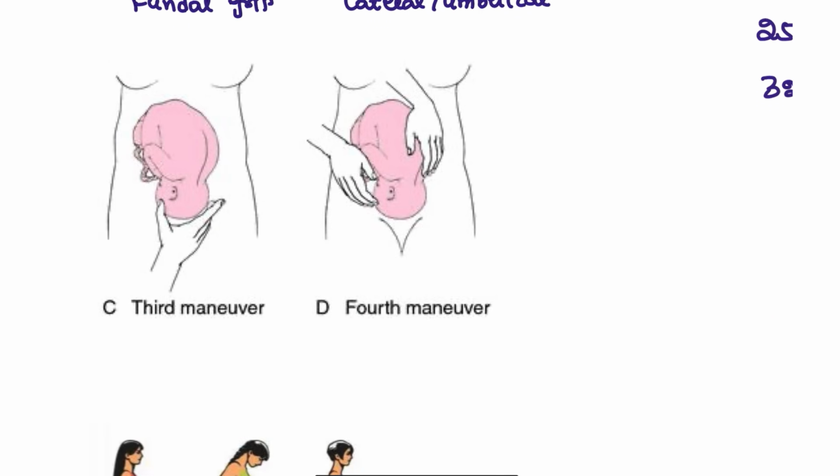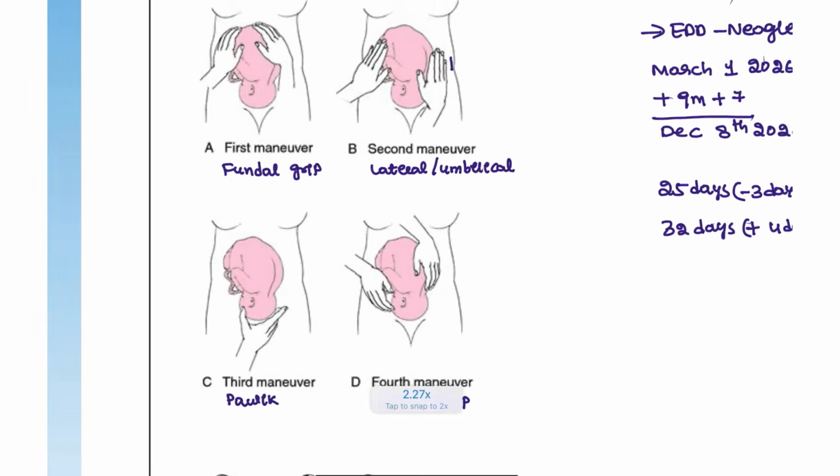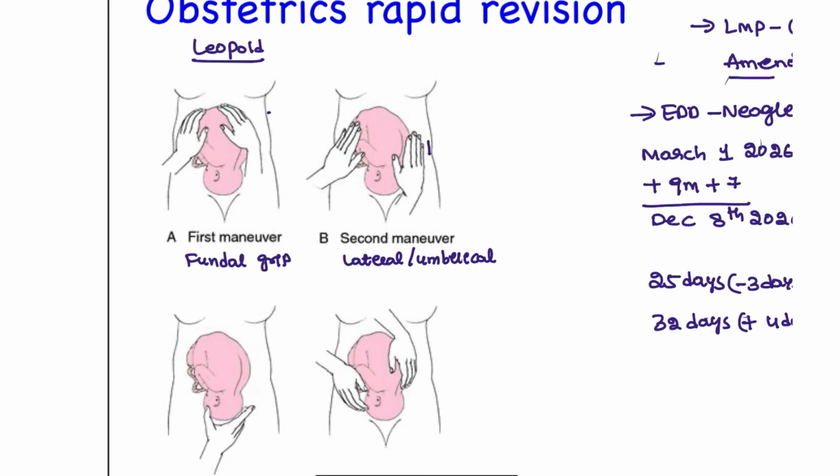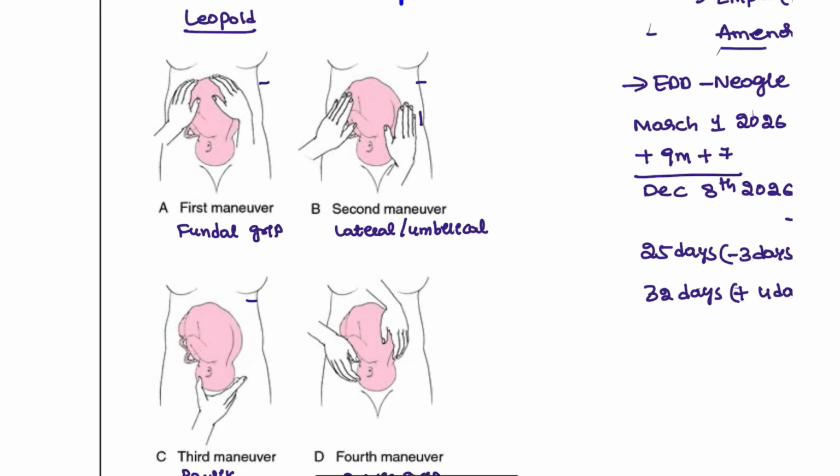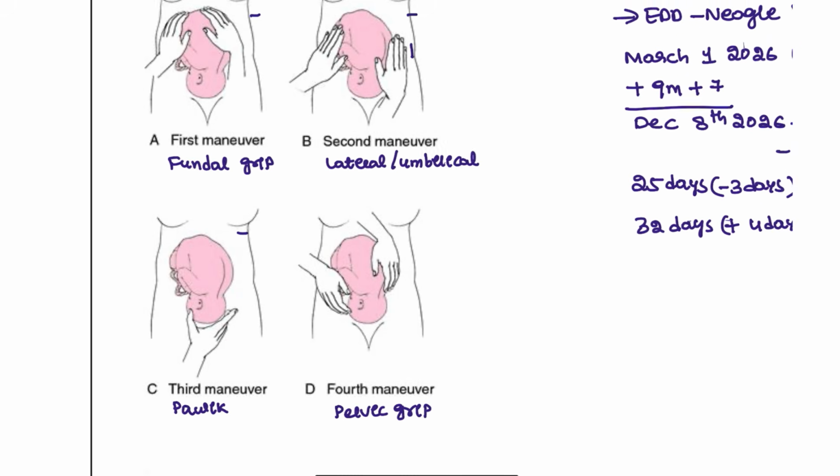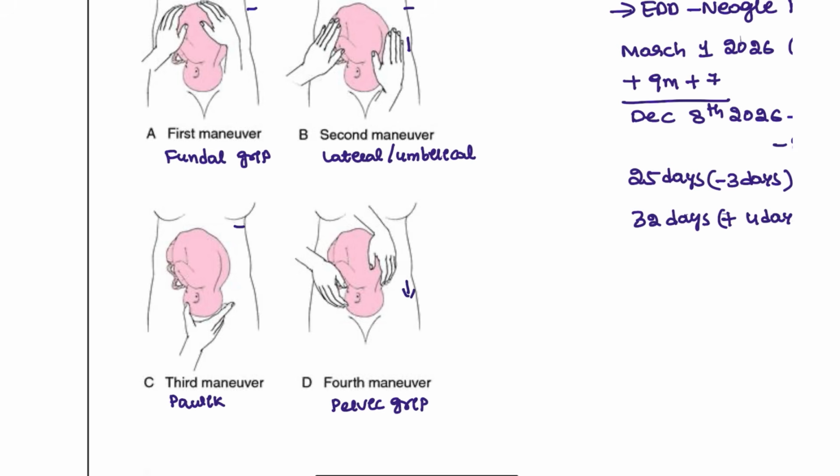Next, the third one is the Pawlik grip, where the examiner is holding the head of the baby. And the fourth one is known as the pelvic grip. If you observe, in the first, second, and third maneuvers the examiner is facing the mother's side. But in the fourth, the hands are directed downward, and the examiner is looking at the legs of the patient.